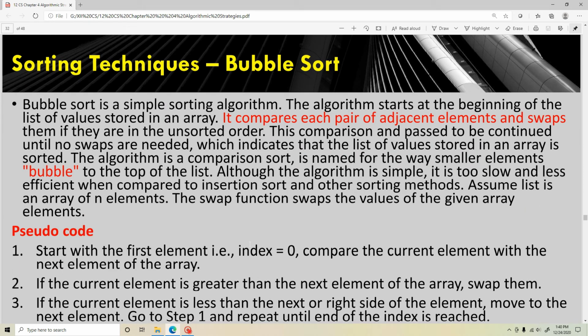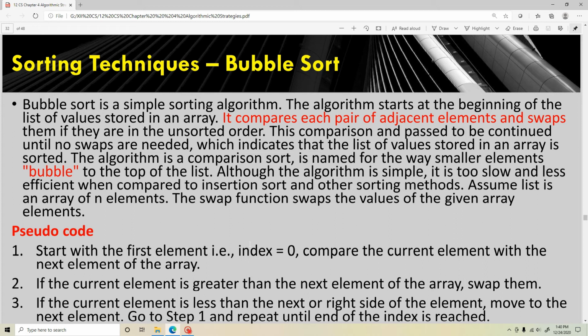Bubble sort is a simple sorting algorithm. The algorithm starts at the beginning of the list of values stored in an array. It compares each pair of adjacent elements and swaps them if they are in the unsorted order, right? This comparison and swapping is continued until no swaps are needed, which indicates that the list of values stored in an array is sorted.